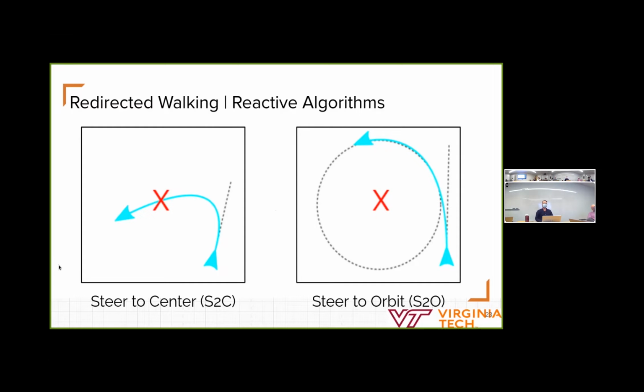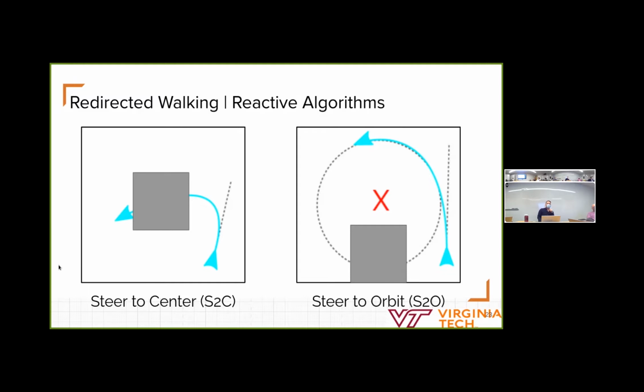Again, I mentioned that they rely on this very simple heuristic. For steer to center, we're just going to apply whatever gains we can in order to get the user to the center of the physical environment. And steer to orbit is similar, but instead of getting them to the center, we're going to try to get them on a path that orbits the center. These are fine and great as long as we follow certain assumptions. So if we have an environment that has an obstacle, say in the middle, then this would break, obviously. Or if we have an environment that has non-convex boundaries, then it could break.